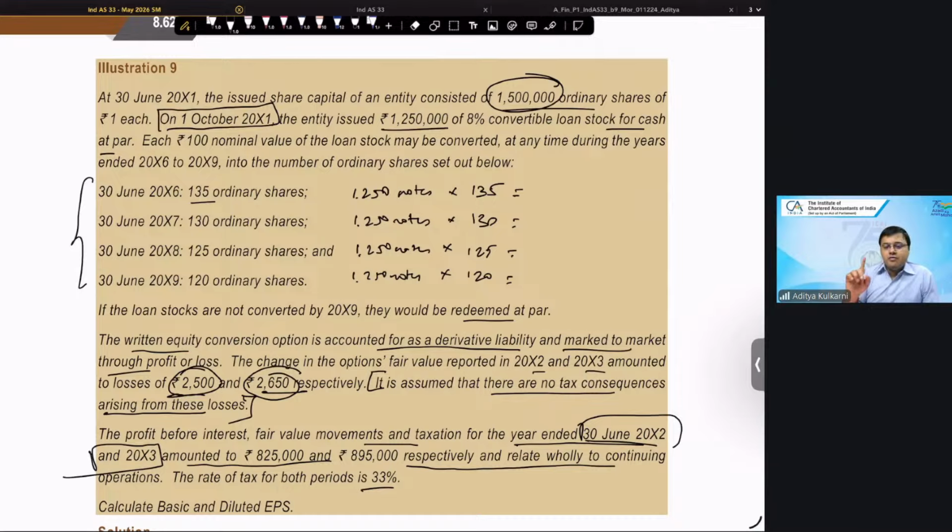12,500, I think. The first one, 135. Because that is going to give you the maximum number of shares. So maximum number of shares means maximum possible dilution.